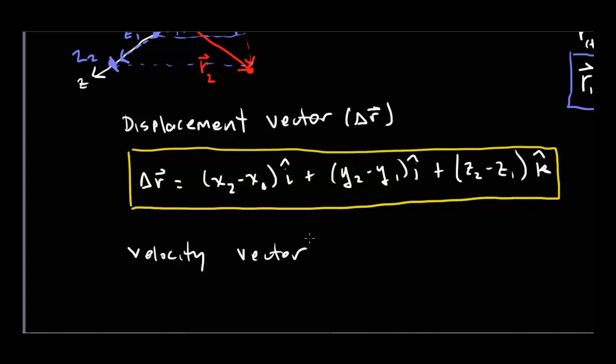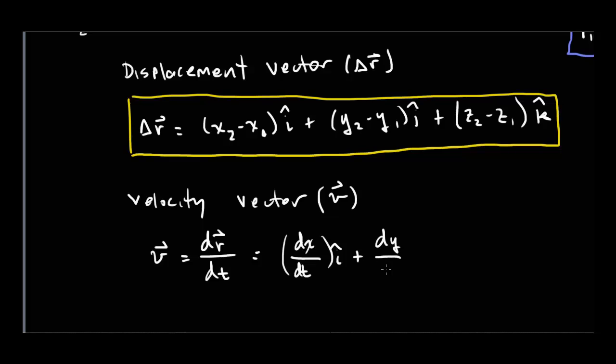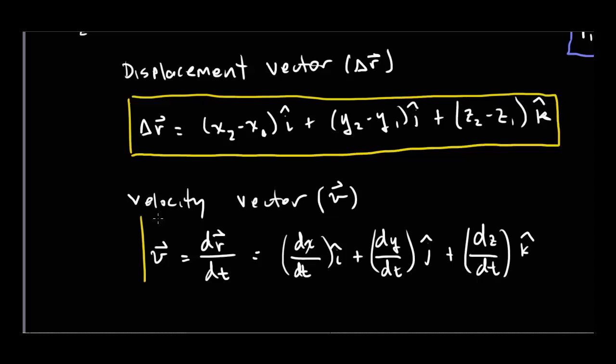Right? How would we define that? So I'm going to call that the velocity vector v. How would we define the velocity vector? Well, we know that velocity is just the change in position over change in time, so I could call that dr over dt, which is the same thing as dx dt times i hat, plus dy over dt times j hat, plus dz over dt times k hat. Okay, so this will now allow us to think about a velocity vector.